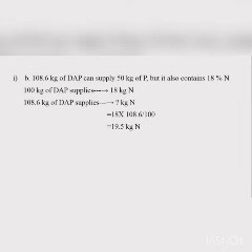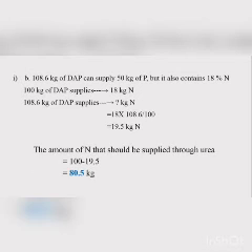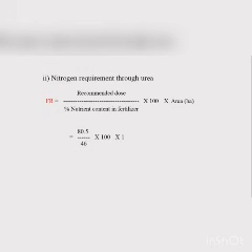Hence, the amount of nitrogen that should be supplied through urea has to be calculated. Here the recommended dose is 100, so this 19.5 has to be subtracted from the recommended dose. Hence, 100 minus 19.5 equals 80.5 kg. This 80.5 kg has to be supplied through urea. Hence, nitrogen requirement through urea is 80.5 divided by 46 into 100 into 1, which gives 175 kg of urea.